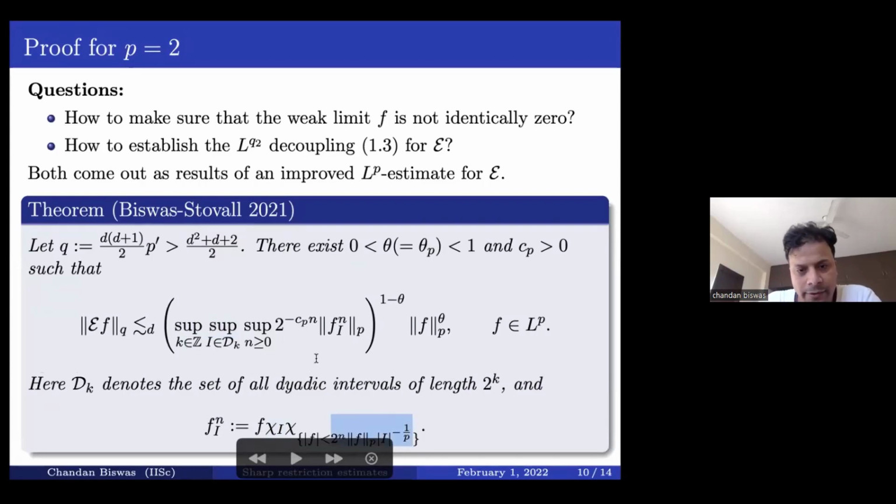So now, if you look at this estimate, let's assume that F is close to being an extremizer. So the L^q norm of the extension of F is very close to B_p, which is the operator norm. Then n cannot be too large. In other words, for a near extremizer, if we look at these dyadic intervals that this theorem gives, then the height of this function restricted to this dyadic interval is approximately at most the length of I to the power minus 1 over p. It cannot be too large.